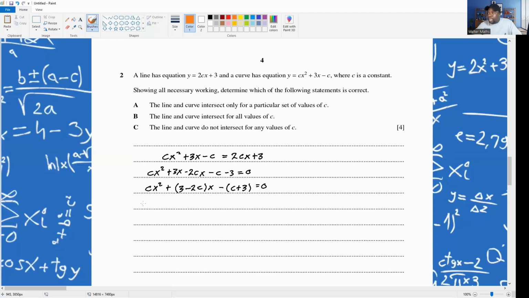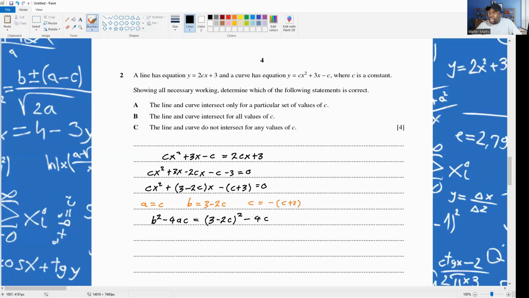So our A is c, B is 3 minus 2c, and C is minus of c plus 3. This is what we have for A, B, and C. So we're going to do the discriminant: B squared minus 4AC is 3 minus 2c squared minus 4 of c of minus of c plus 3.